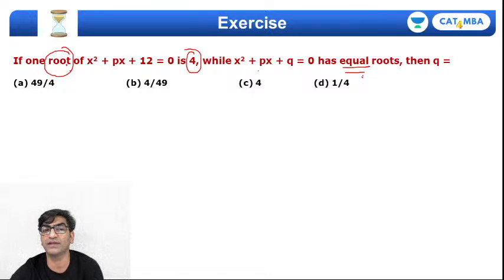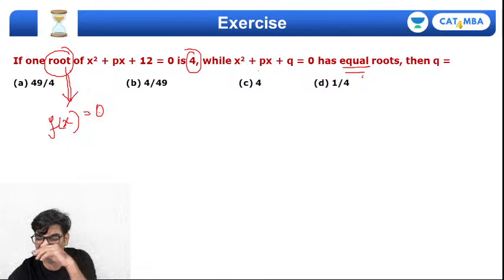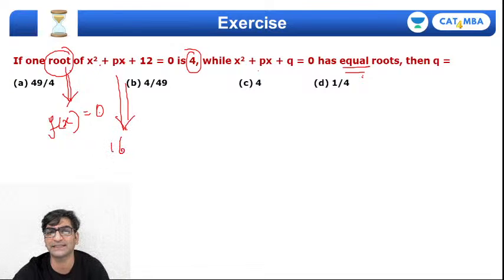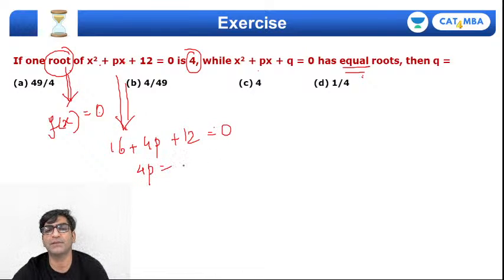If you know the root, then root का definition क्या होता है? F of x must be equal to 0, right? Basically it must satisfy this equation. If I put x equal to 4 here, I'll get 16 plus 4p plus 12 must become 0, right? So what will I get for p? P will be minus 28 divided by 4, that's minus 7. So ये equation क्या बनेगा? X square minus 7x plus q equals 0.